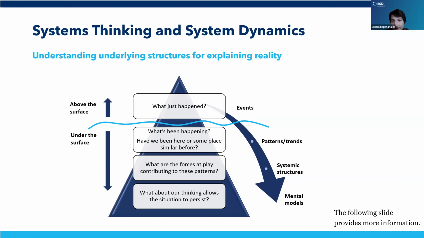Underneath we have the patterns, what's been happening for a while. And under that, we have the systemic structures. So what are the forces at play contributing to these patterns? And then overarching all of these are the mental models. So what about our thinking allows the situation to persist? So at this point, let me provide an example.